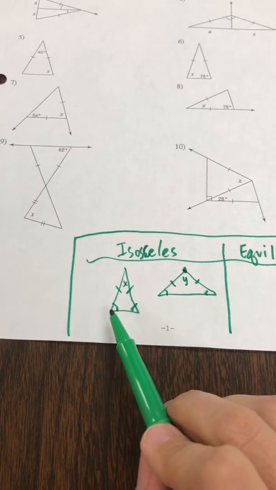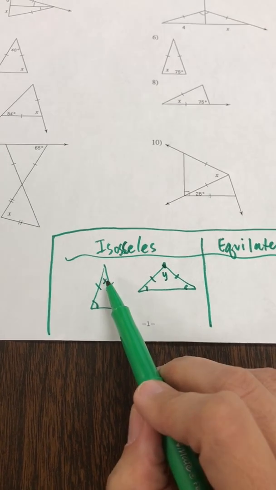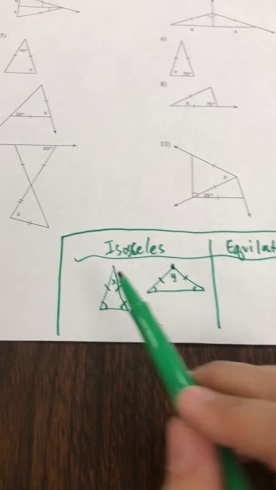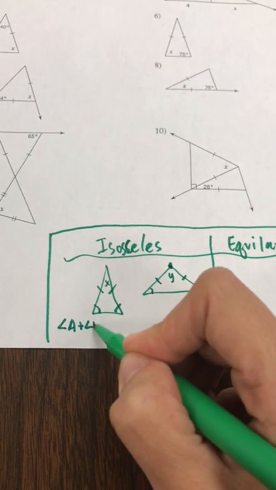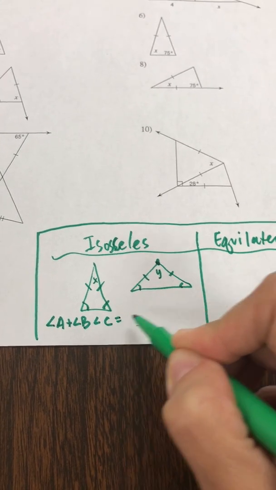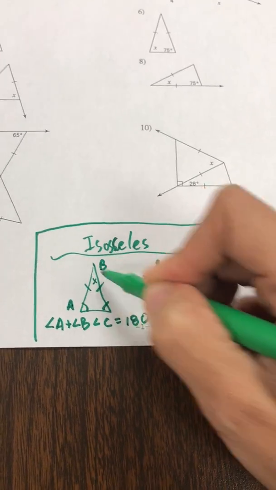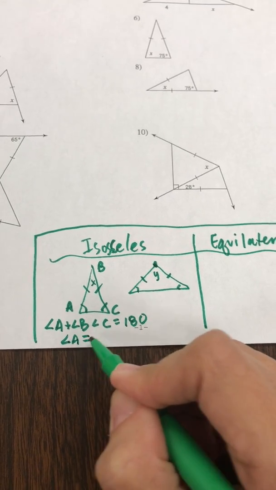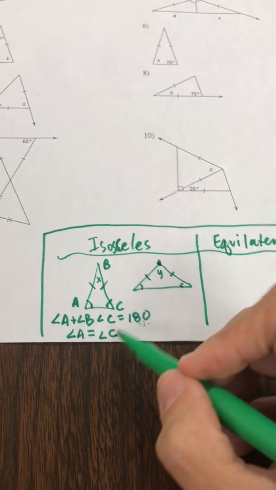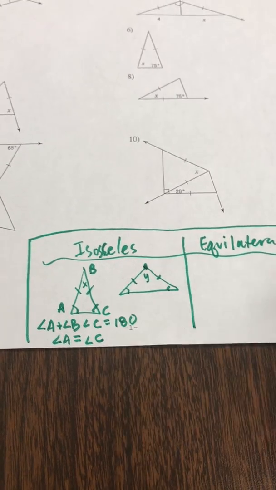We know that these two angles, whatever they are, and this one add up to 180. So all three of these angles, A, B, and C, have to add up to 180. And we also know that angle A has to equal angle C. Those are the two things we know, so these are the two equations I might be able to set up.